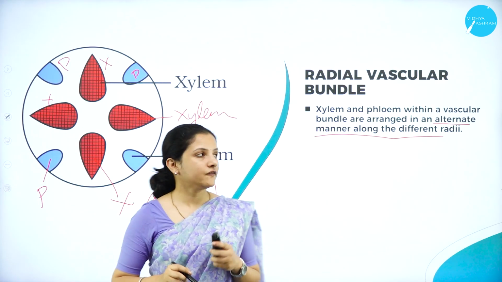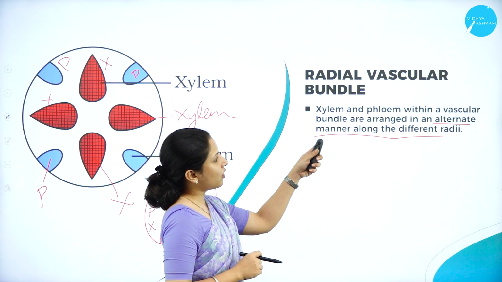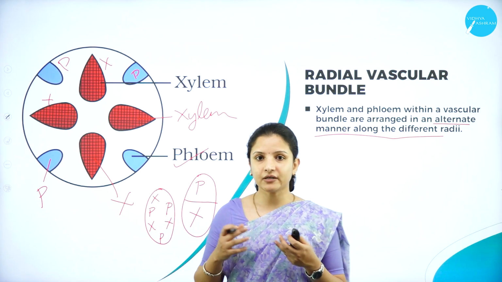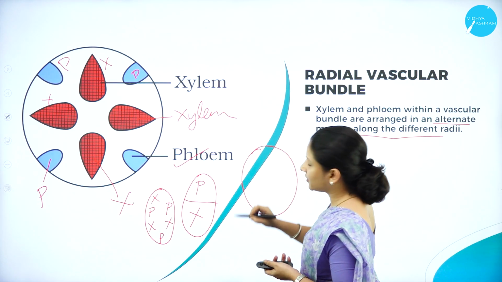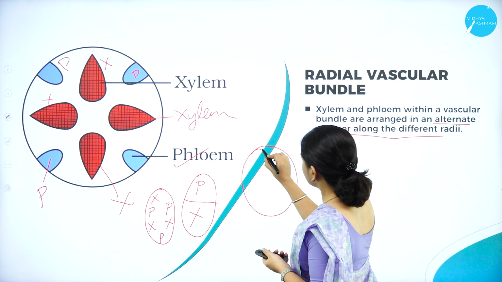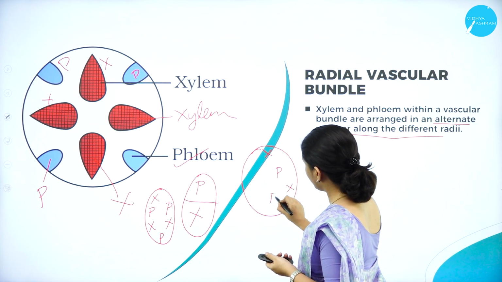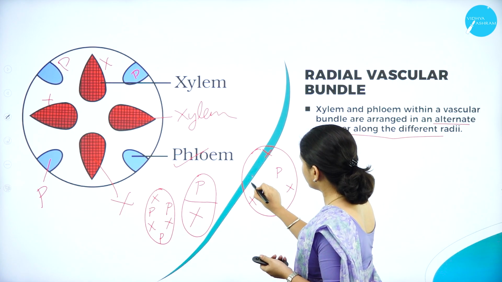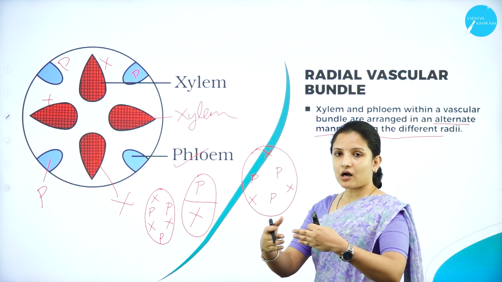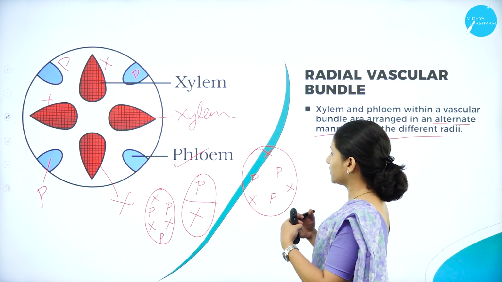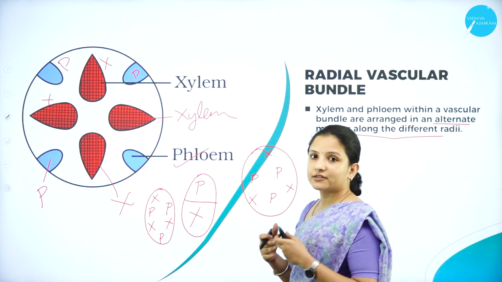So here if you see the radial vascular bundle, they are arranged in an alternate manner along different radii. Different radii means, if this is the vascular tissue, if xylem is here, then the phloem is here, then the xylem, then the phloem, then the xylem, then the phloem. The xylems are arranged towards the outside and the phloems are arranged towards the inside. That is nothing but the radial vascular bundle.